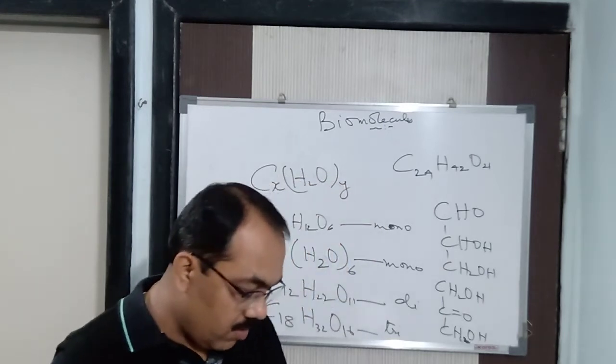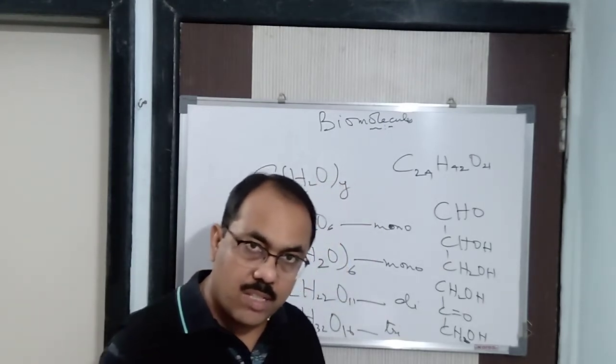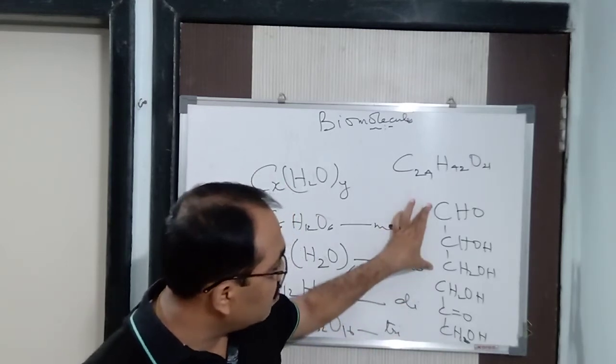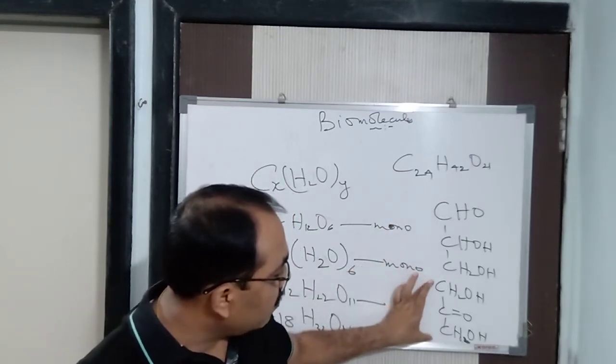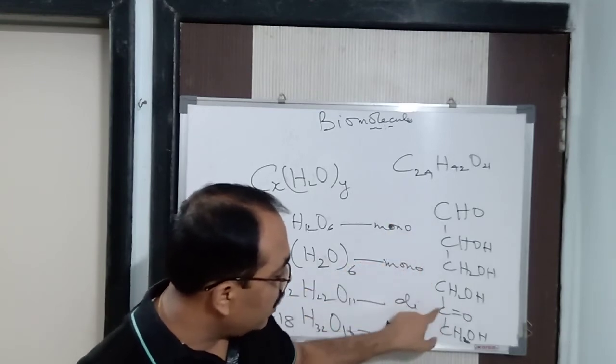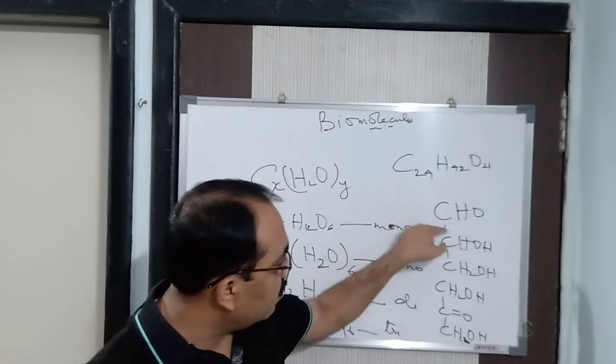Clear? So this is coming under what? Ketose. Alright, now the examples. In this way, these are known as trioses. This is your glyceraldehyde and this is your dihydroxyacetone. This is an aldose, this is a ketose, because you can see a ketone group here, and here you can see an aldehyde group.